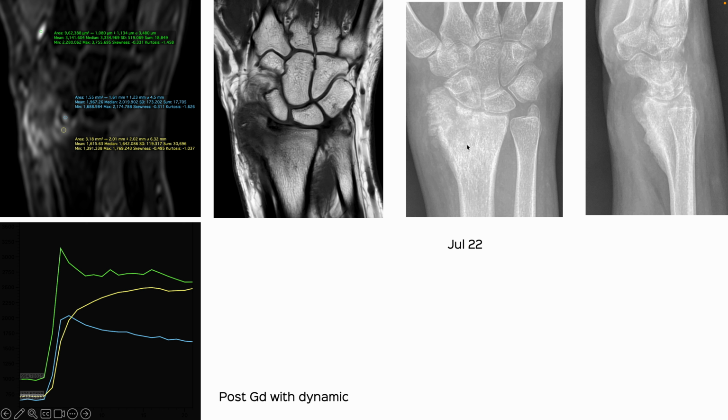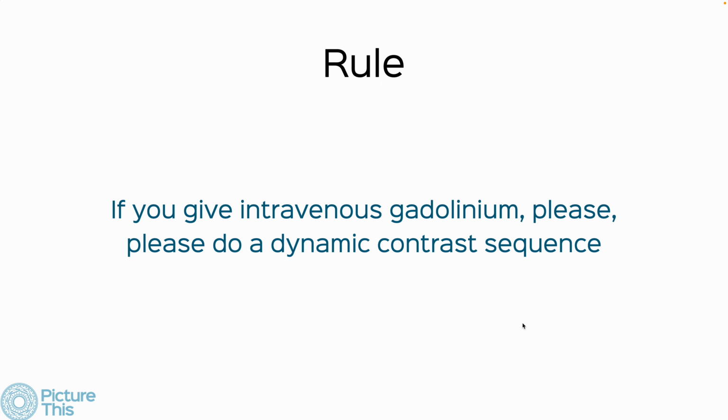And so when we did the MR, I did a dynamic contrast and we found this focus. You see this area here, which is dark on the MR, was actually showing rapid uptake and washout. This was an osteoid osteoma, which I then went and ablated.